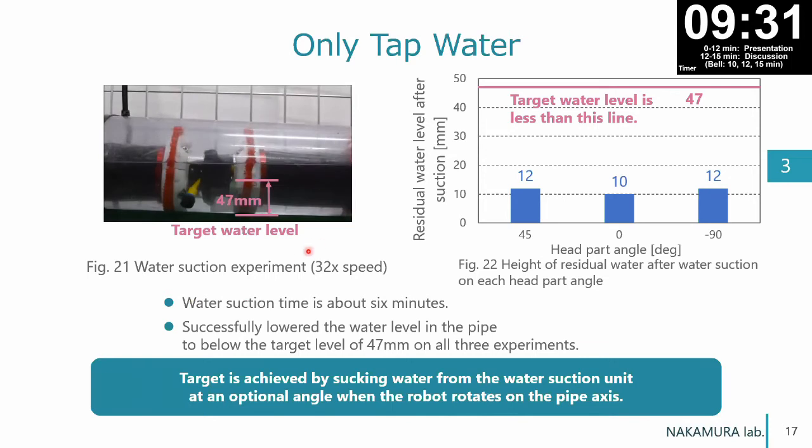Figure 21 shows the water suction of tap water, and the result is shown in figure 22. Water suction time is about 6 minutes, and it successfully lowered the water level in the pipe to below the target level of 47 millimeters all 3 times. Therefore, the target is achieved by sucking water with the water suction unit at an arbitrary angle when the robot rotates on the pipe axis.